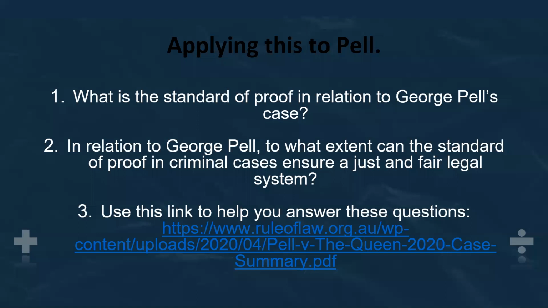All right, so I hope that was enough time to address question one. Of course, the standard of proof in relation to George Pell's case is beyond a reasonable doubt. George Pell's case was a criminal case. Therefore, it has to be proven beyond a reasonable doubt that George Pell is guilty, that George Pell did commit those crimes that they were accused of.